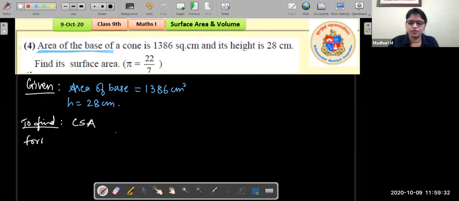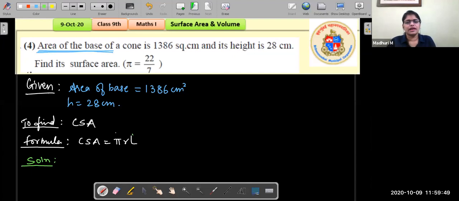And what is the formula that we use? You can write it out like this. The formula for CSA is equal to pi rl. And let us start with the solution. For the solution, if you check, students, we don't know what is L, we don't know what is R. To solve clearly, now you see how the roadmap would work. We don't know R, we don't know L.